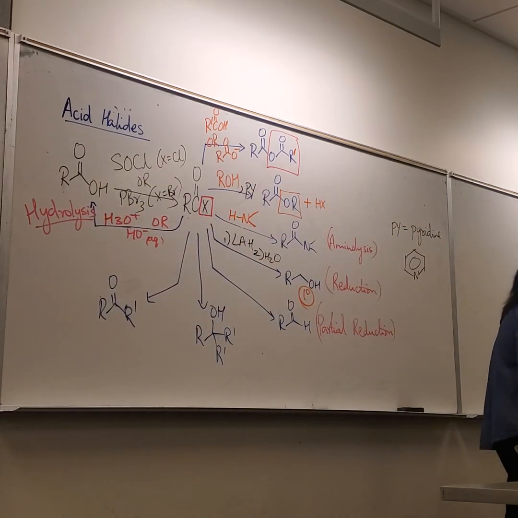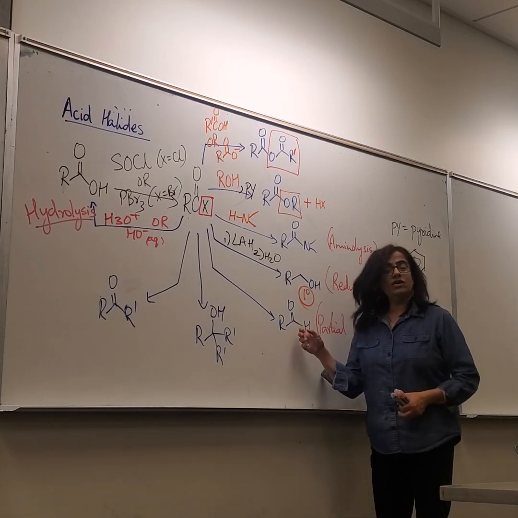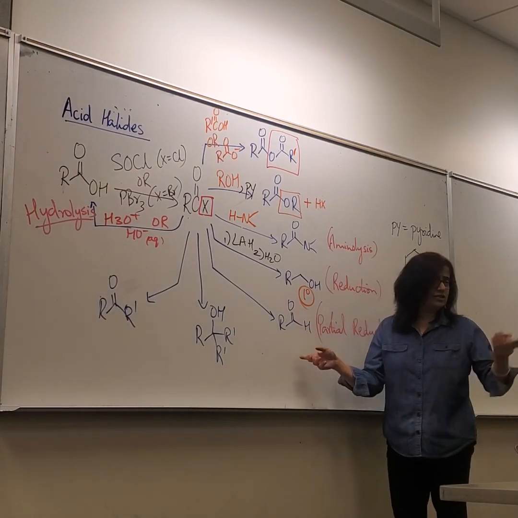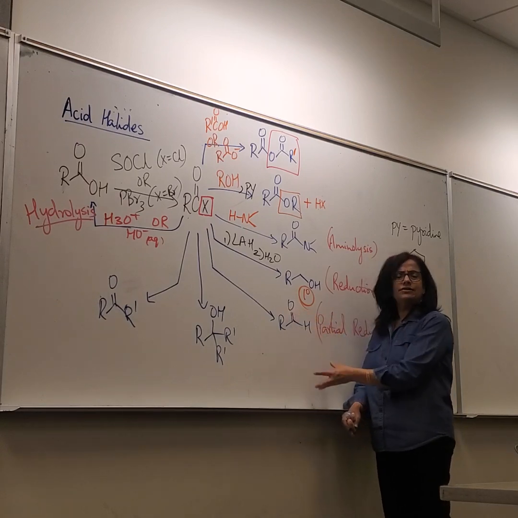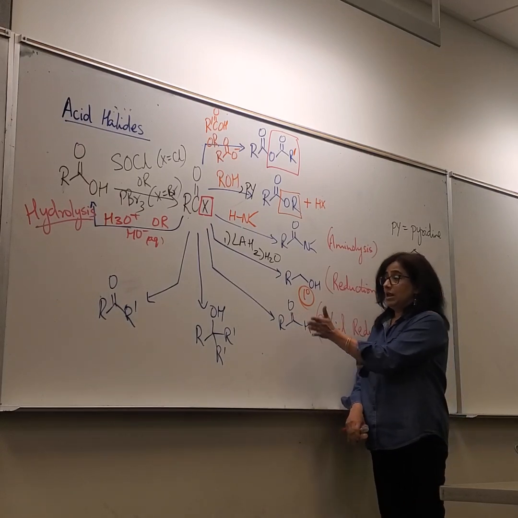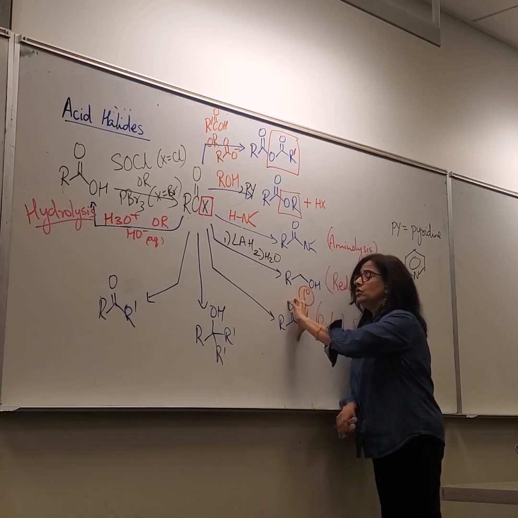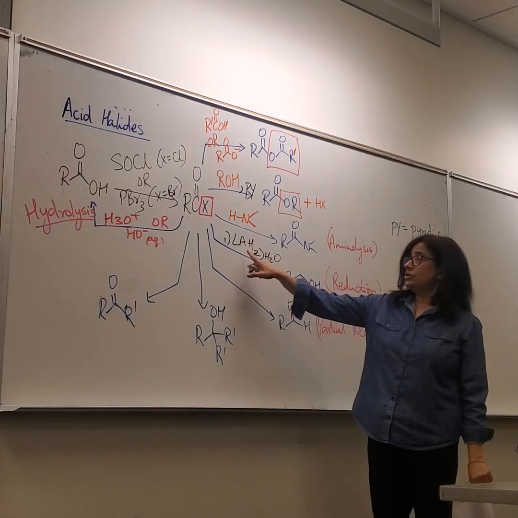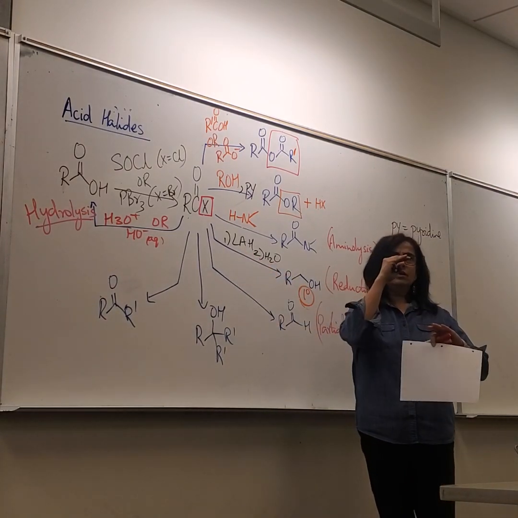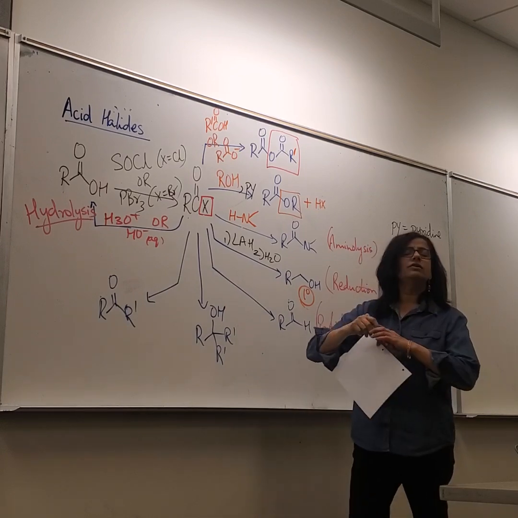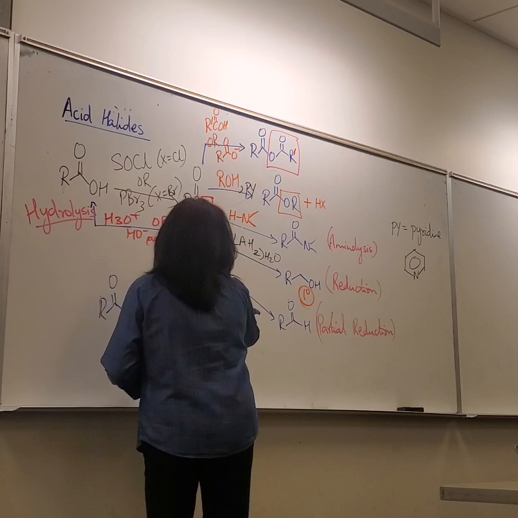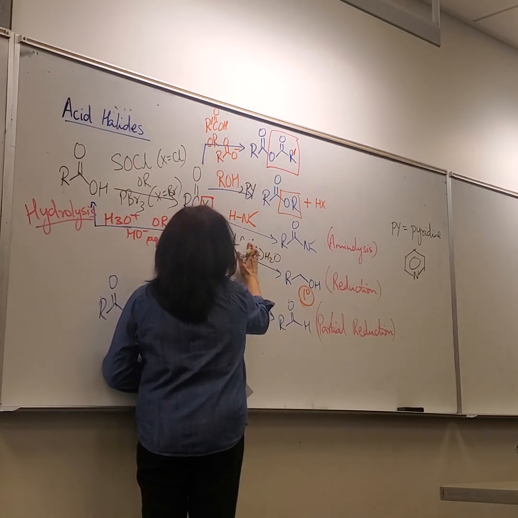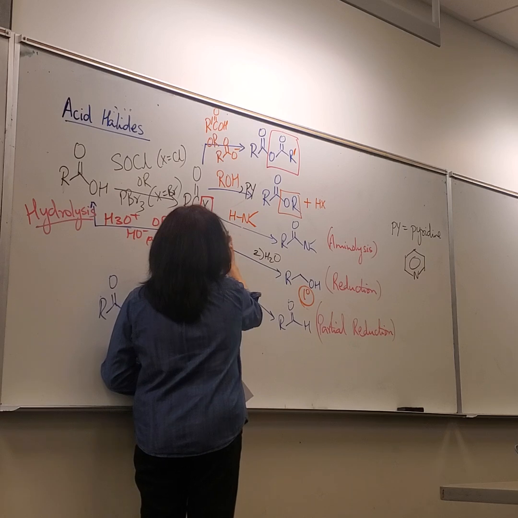NaBH4. Unfortunately, that doesn't work. That's a good thought, let's use sodium borohydride, but sodium borohydride actually reacts with this. As you've seen in the lab, we have reduced aldehydes to alcohols using sodium borohydride, but I want to keep this. So sodium borohydride does not work. We have a weaker version of LAH. Stronger than sodium borohydride, but weaker than lithium aluminum hydride. What does LAH stand for? Lithium aluminum hydride.